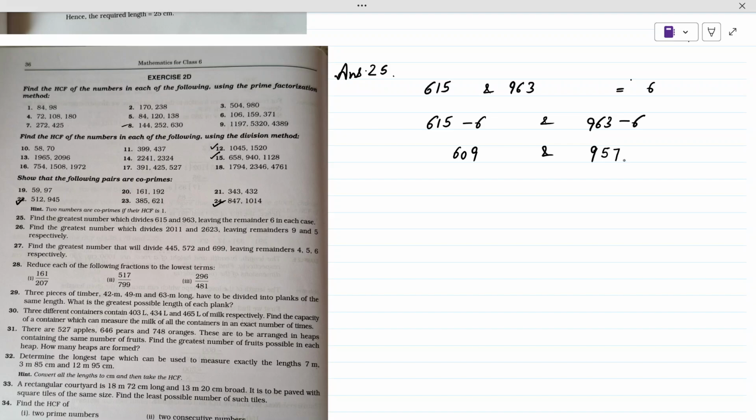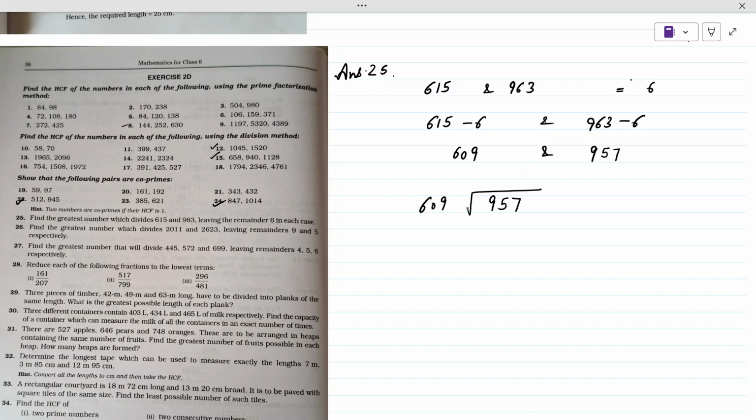Now what we have to do is find their HCF, that is the greatest number. So let us do this: 609 and 957. So kids, why I am using this method now and why I'm not using the prime factorization method is because these are bigger numbers. Sometimes we don't know their factors using simple numbers like 2, 3, 5 and 7. So we can just use the division method, and using that method it is very easy to find the factors.